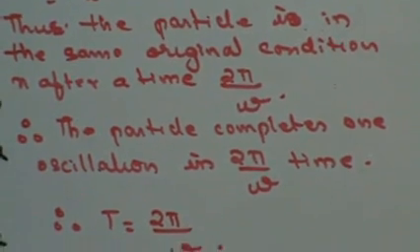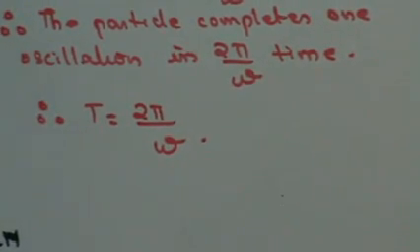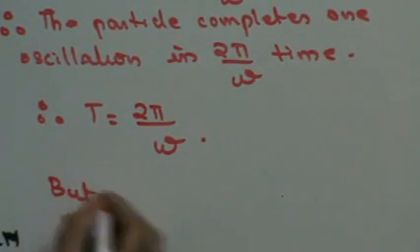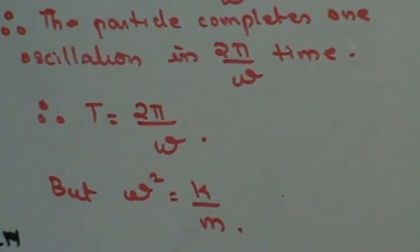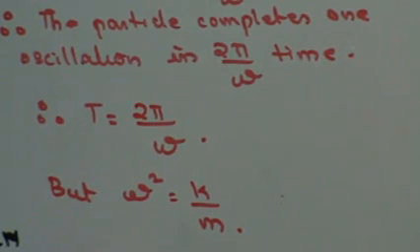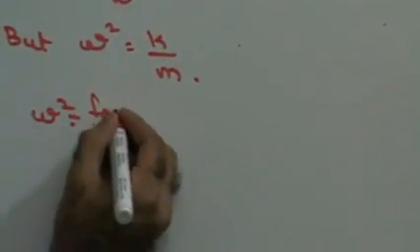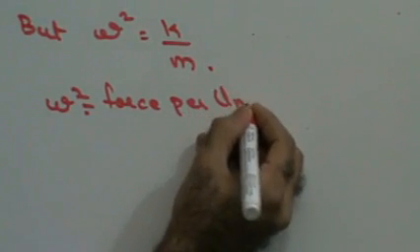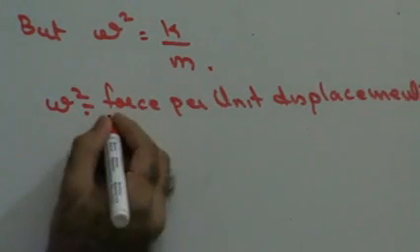But when we derived the differential equation of SHM, we had said that omega square is nothing but k upon m, where omega square is nothing but force per unit displacement upon mass.